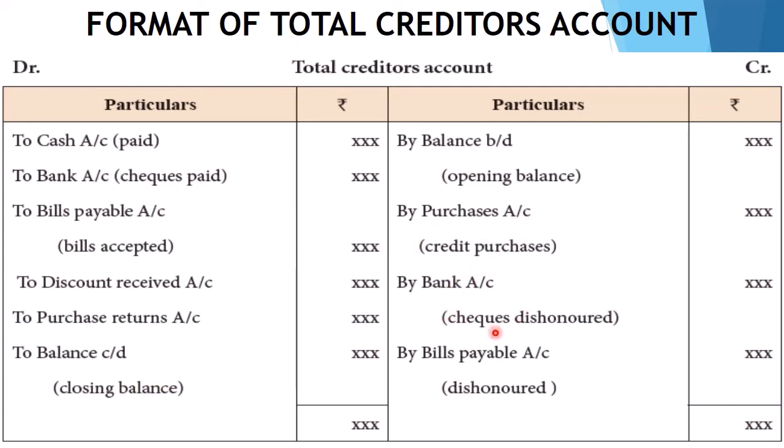By bank account, checks dishonored. By bills payable account, dishonored. Here we will get to cash paid, it is debited. When it is through bank, then it is to bank account. Then to bills payable account, that is when bills are accepted. To discount received, to purchase returns account. So keeping this in mind, let's work out a problem.